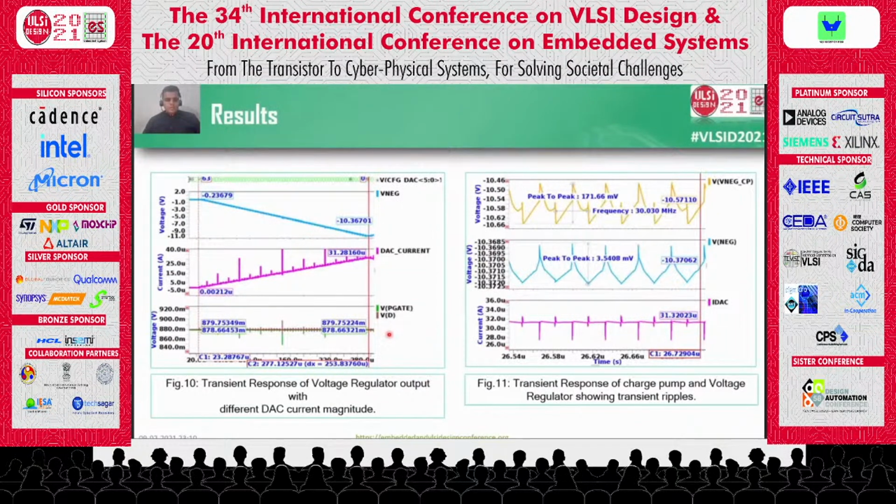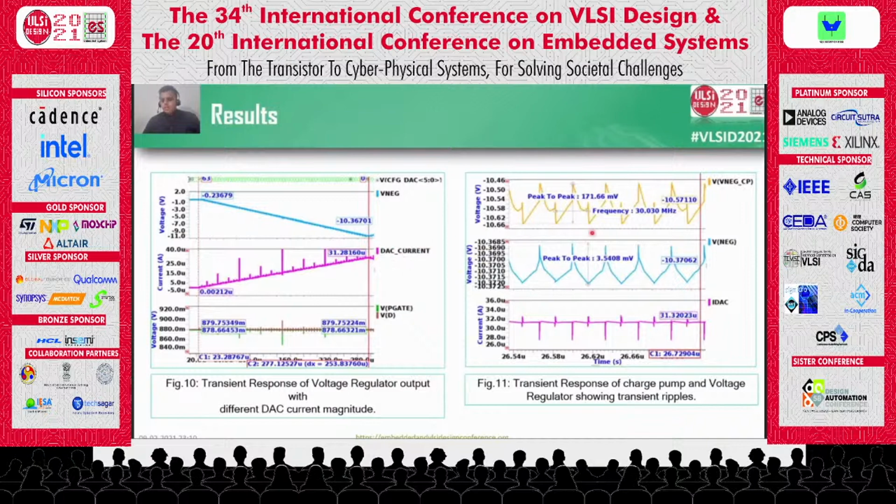In this slide, we will see the transient response of our circuit. This is the VNAG value for zero DAC current. It is around minus 0.23, and as we change the value of current to 32 microampere, our VNAG also changes to minus 10.36 volt, and the values of VP gate and VCASC are almost stable for different DAC current.